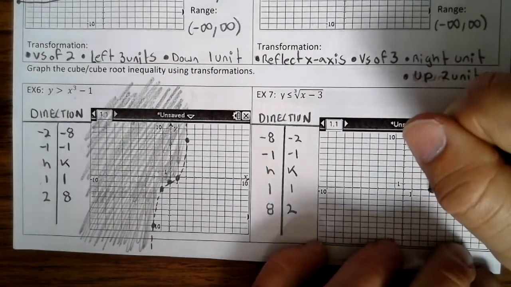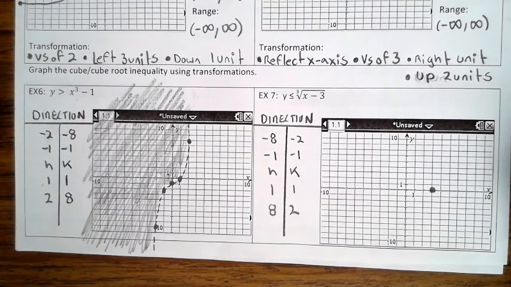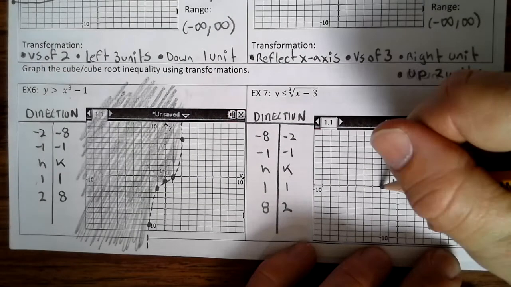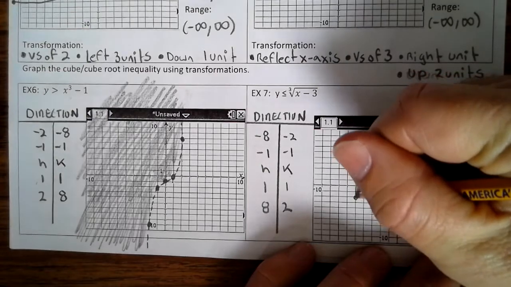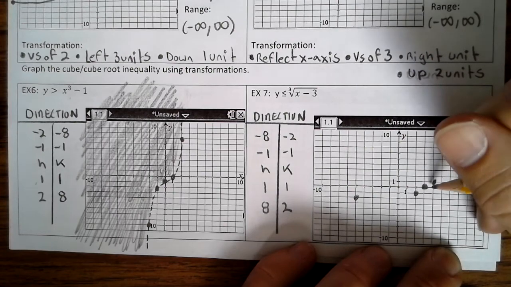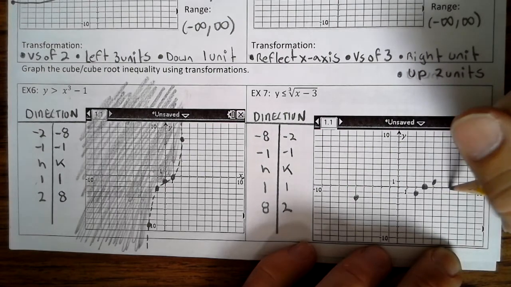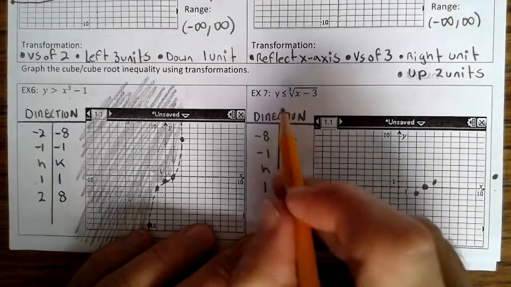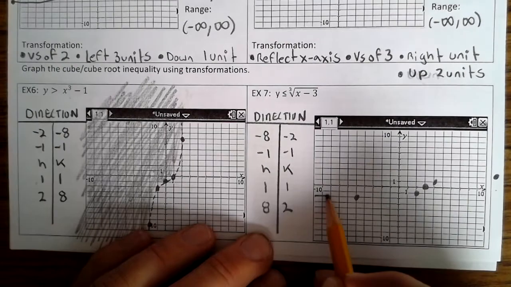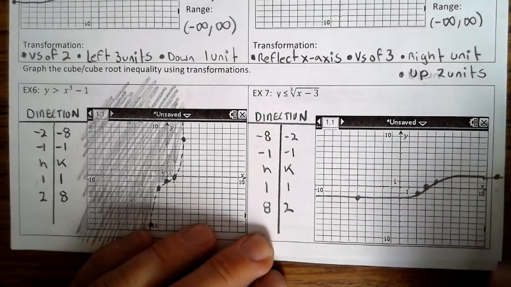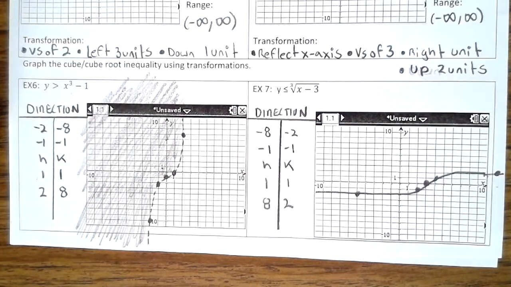And then we go left 1, 2, 3, 4, 5, 6, 7, 8, down 2. Left 1, down 1. Right 1, up 1. Right 1, 2, 3, 4, 5, 6, 7, 8, up 2. Now, there's a line underneath, so this is a solid line. And then it's less than, so we shade below.